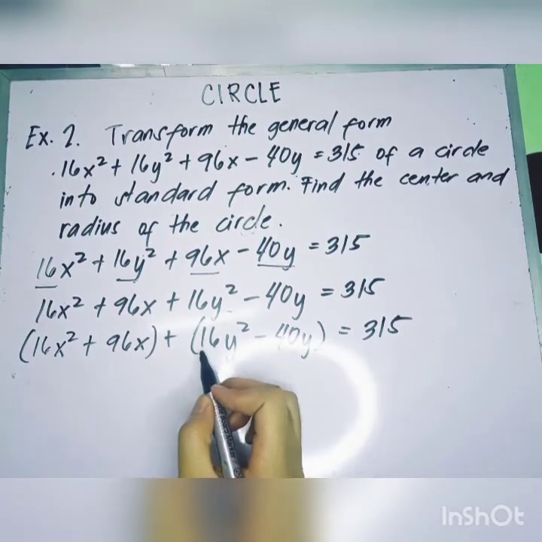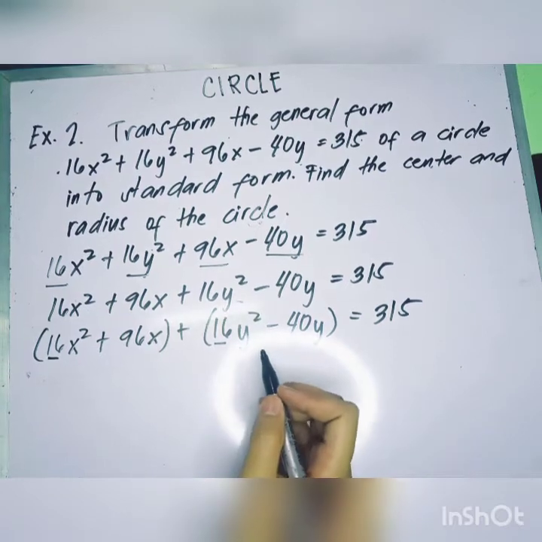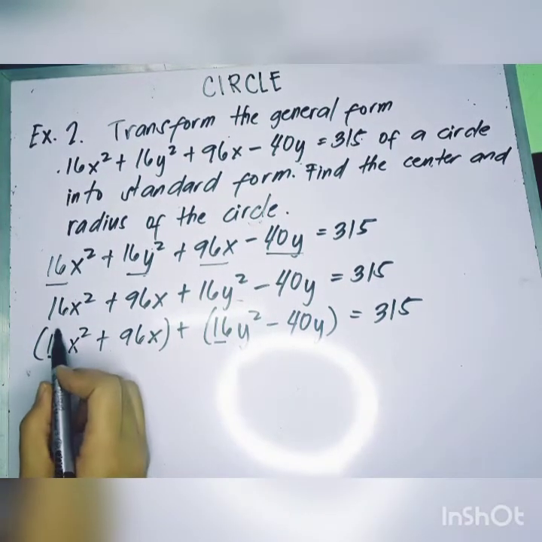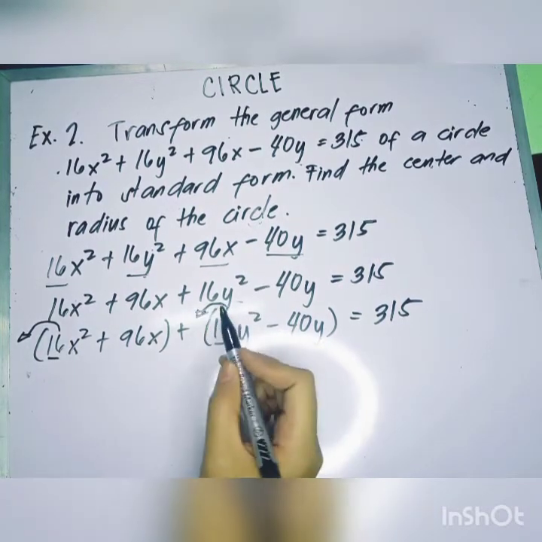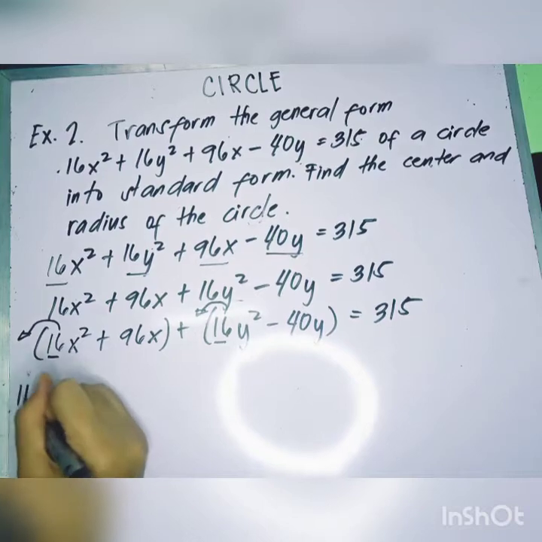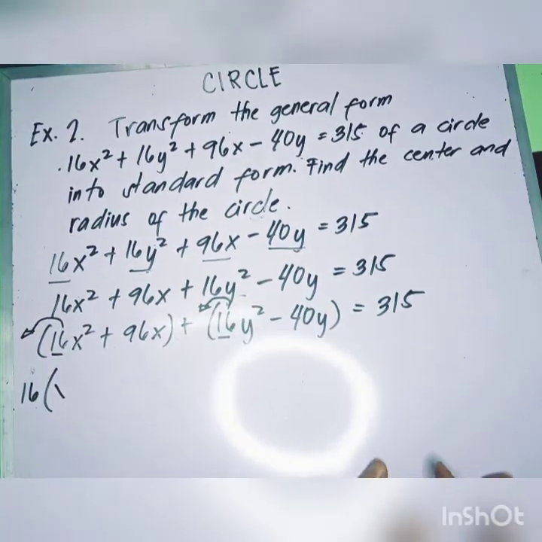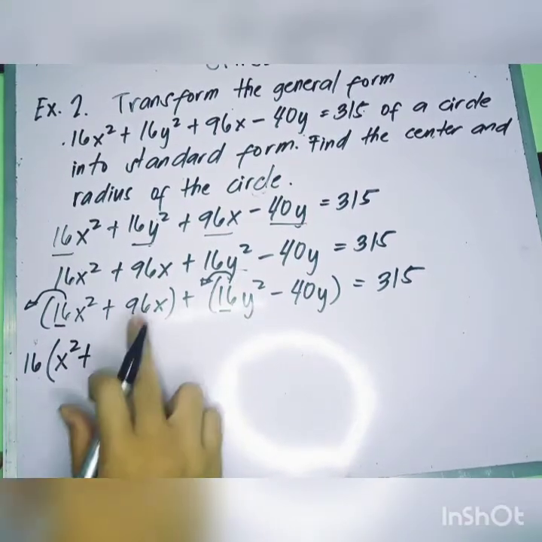So what have you noticed? There are coefficient values for the variables na naka-square natin. So, what we're going to do, we have to factor or lalabas natin si 16 dito sa quantity. Okay, si 16 ilalabas natin dito. So we're gonna have 16, may iwan na lang si x. So, we have here x squared plus, okay, anong gagawin dito?